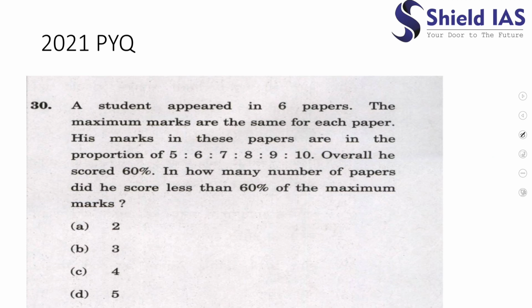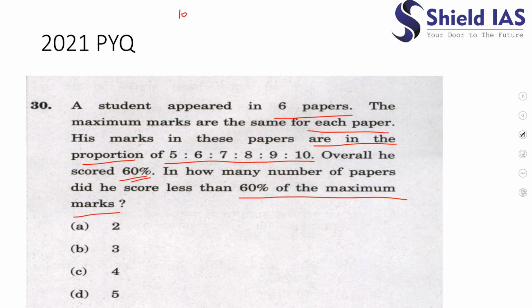Next question. A student appeared in 6 papers. The maximum marks are the same for each paper. His marks in these papers are in the proportion of 5:6:7:8:9:10. Overall, he scored 60% marks. In how many papers did he score less than 60% of the maximum marks?